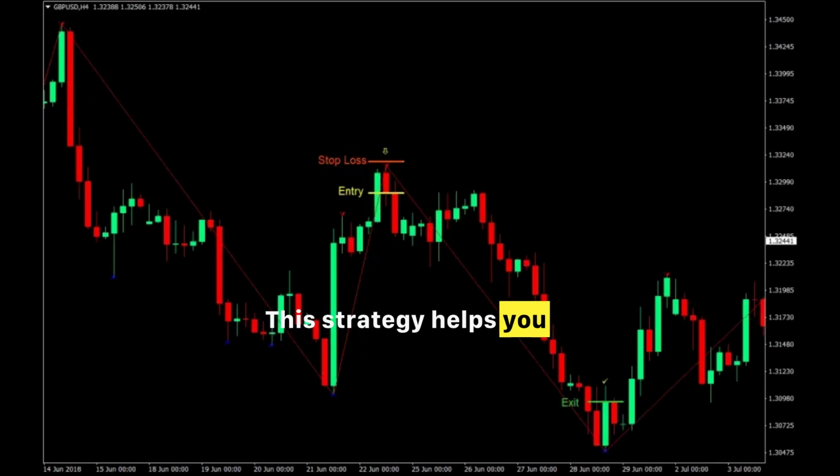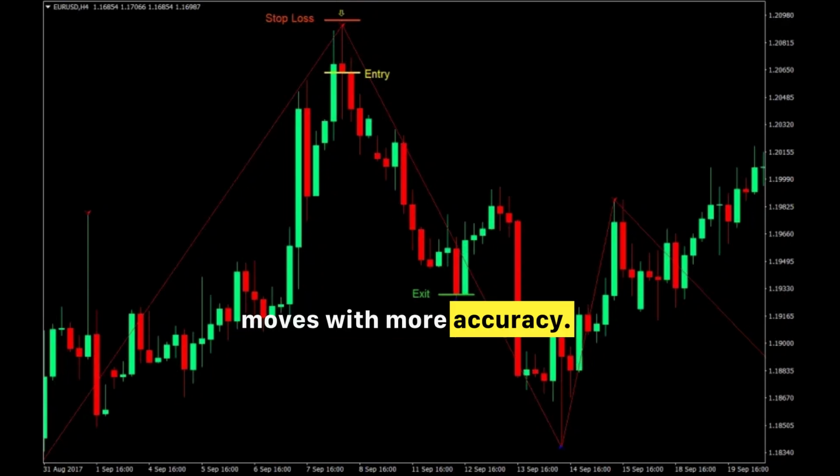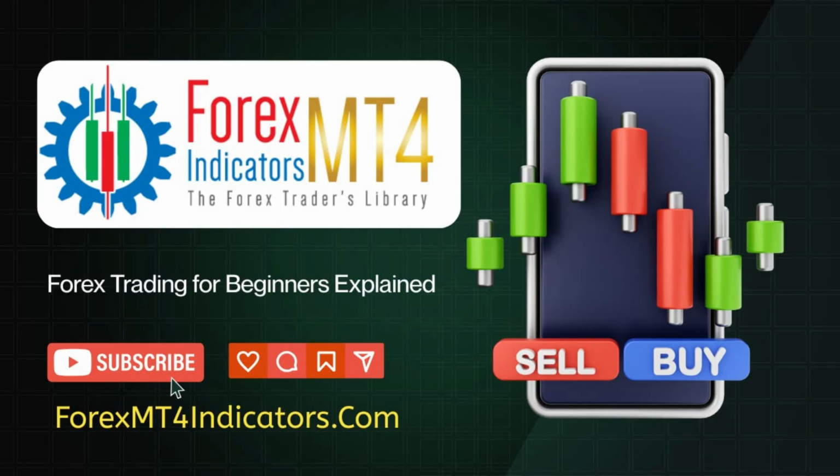This strategy helps you enter on real swings, not noise. Place your stop loss just beyond the previous swing high or low and risk no more than 1 to 2% per trade. Use H1 to H4 charts to ride swing moves with more accuracy. Swing with the trend, catch real moves, not false breakouts.